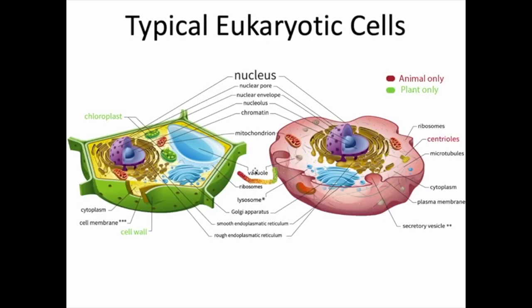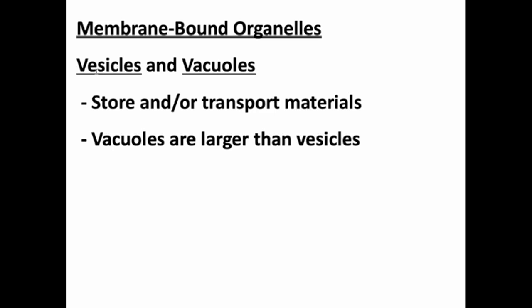Let's talk now about vesicles and vacuoles. So, well, what are these things here? Well, there's a vacuole labeled, a little unimpressive looking sphere here, a bigger looking sphere in the plant cell. Vesicle is not actually labeled on these things because they're much, much smaller. What do they do? Well, vesicles and vacuoles are both responsible for storing and or transporting materials.